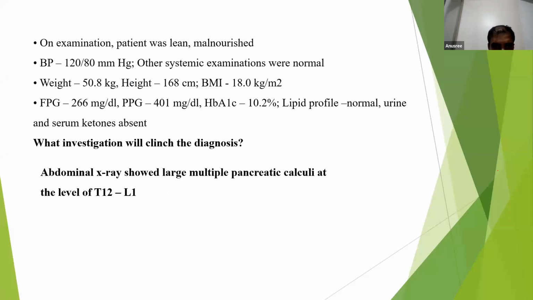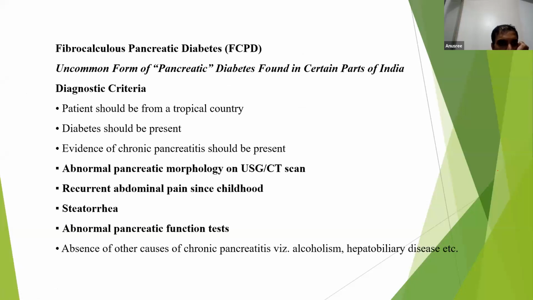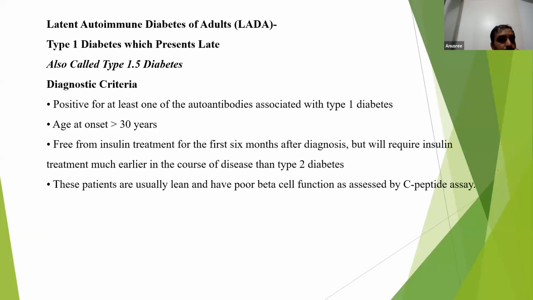The investigation which will help you in diagnosis is an abdominal X-ray or USG. And this is called fibrocalculous pancreatic diabetes. This is commonly found in tropical countries, and it is common in Tamil Nadu and Kerala. And this patient should be treated as type 1 diabetes. And a few words on latent autoimmune diabetes of adults. It's otherwise called 1.5 diabetes. The criteria are any autoantibodies associated with type 1 diabetes, age at onset more than 30, and being free from insulin for at least 6 months. And C-peptide will be low.